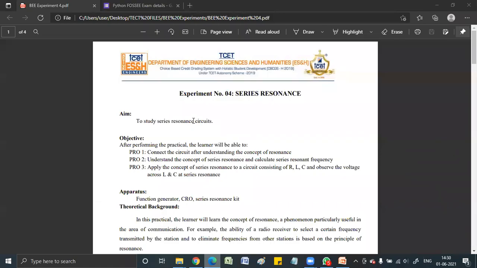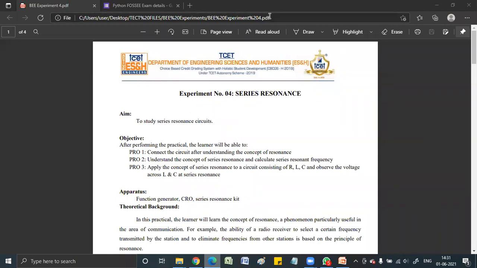You all can see experiment number 4. So today we are going to deal with series resonance circuit. So the aim would be to study series resonance circuit, and then after performing the lab, you should be able to understand the concept of series resonance, apply the concept to calculate the resonant frequency, and also observe the voltage across the L and C component that are connected.